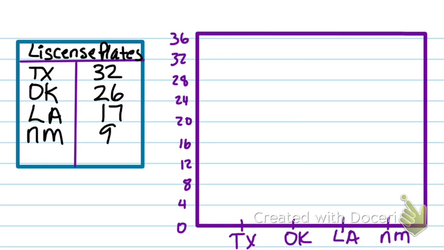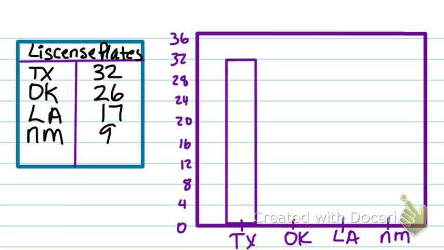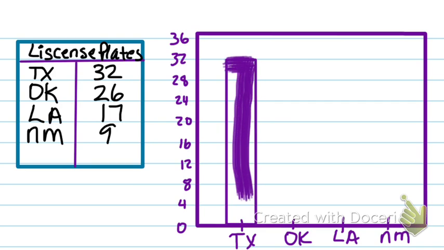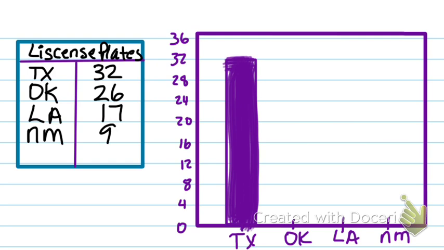Now I need to draw a bar up to the amount or the frequency for each of my categories. So the first state I have here is Texas, and we observed 32 Texas plates. So I'm going to draw a bar above Texas right up to the 32 and shade it in. Okay.